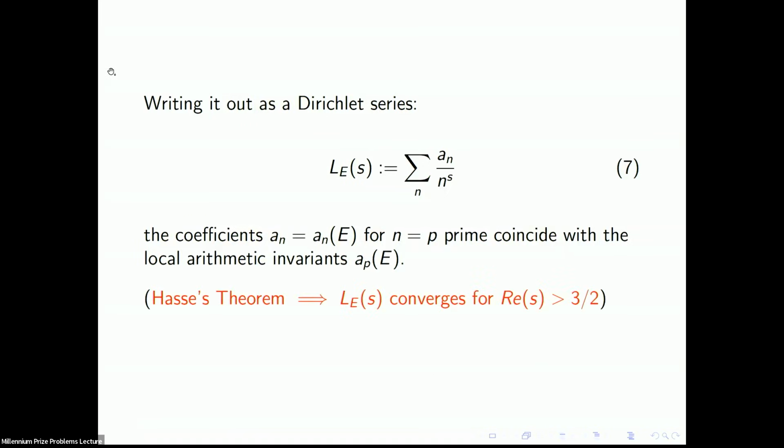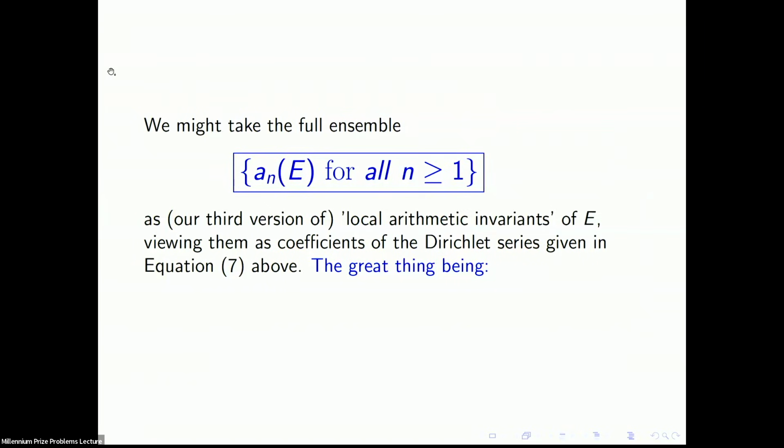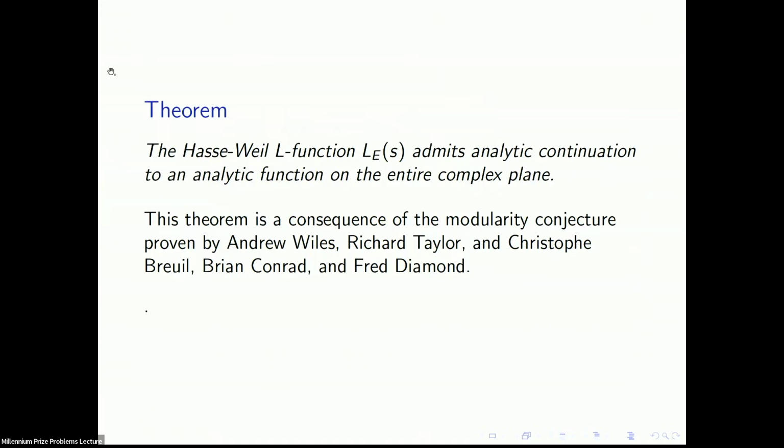But Hasse's theorem actually tells us that it converges to an analytic function if the real part of s is greater than 3/2. So that's good. It's no longer a mere formal device. It's an analytic function for real part of s greater than 3/2. And so we might take that full ensemble a_n of E for all n as our third version of local arithmetic invariants of E and view them as coefficients of the Dirichlet series given in the equation. The great thing, though, is that the L-function admits analytic continuation to an analytic function on the entire complex plane, and that's not an exercise in analytic number theory. It's a consequence of the modularity theorem proven by these people.